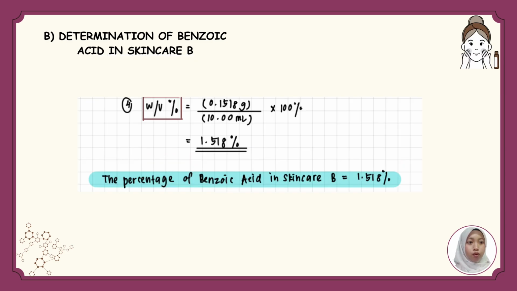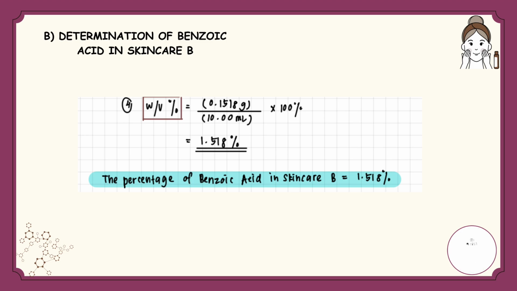The last step, we have to find the percentage of benzoic acid in skincare B, and we got 1.518%, which is more than the standard limit of benzoic acid contained in any skincare. So skincare A is safer than skincare B, because skincare A meets the standard limit that is standardized in every skincare product.